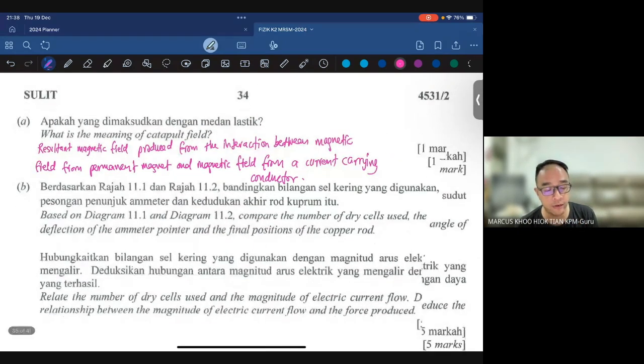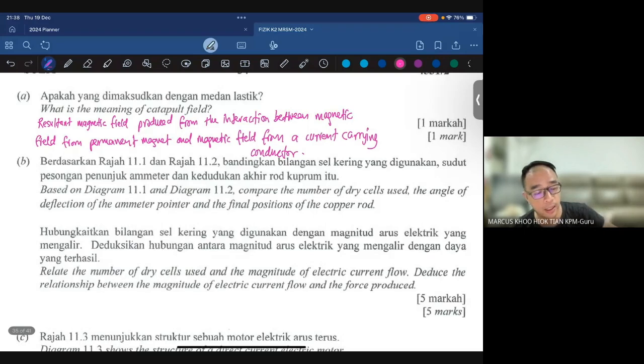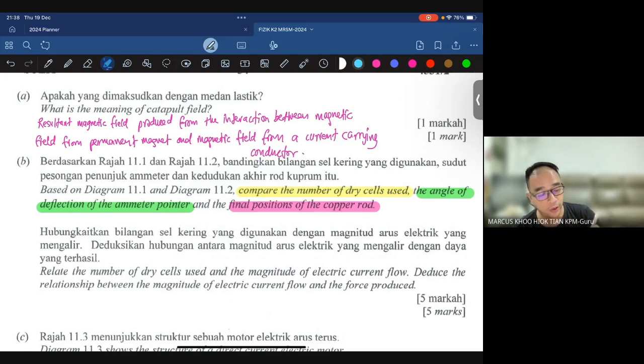Based on diagram 11.1, 11.2, I just want to highlight to you. Let's see how many things to compare. The first thing to compare is the number of dry cells. The second thing to compare is the angle of the deflection. And the third thing to compare is the final position. Then what are they asking us to relate? Relate the number of dry cells and the magnitude, and also deduce the relationship between magnitude of electric current flow and the force produced.